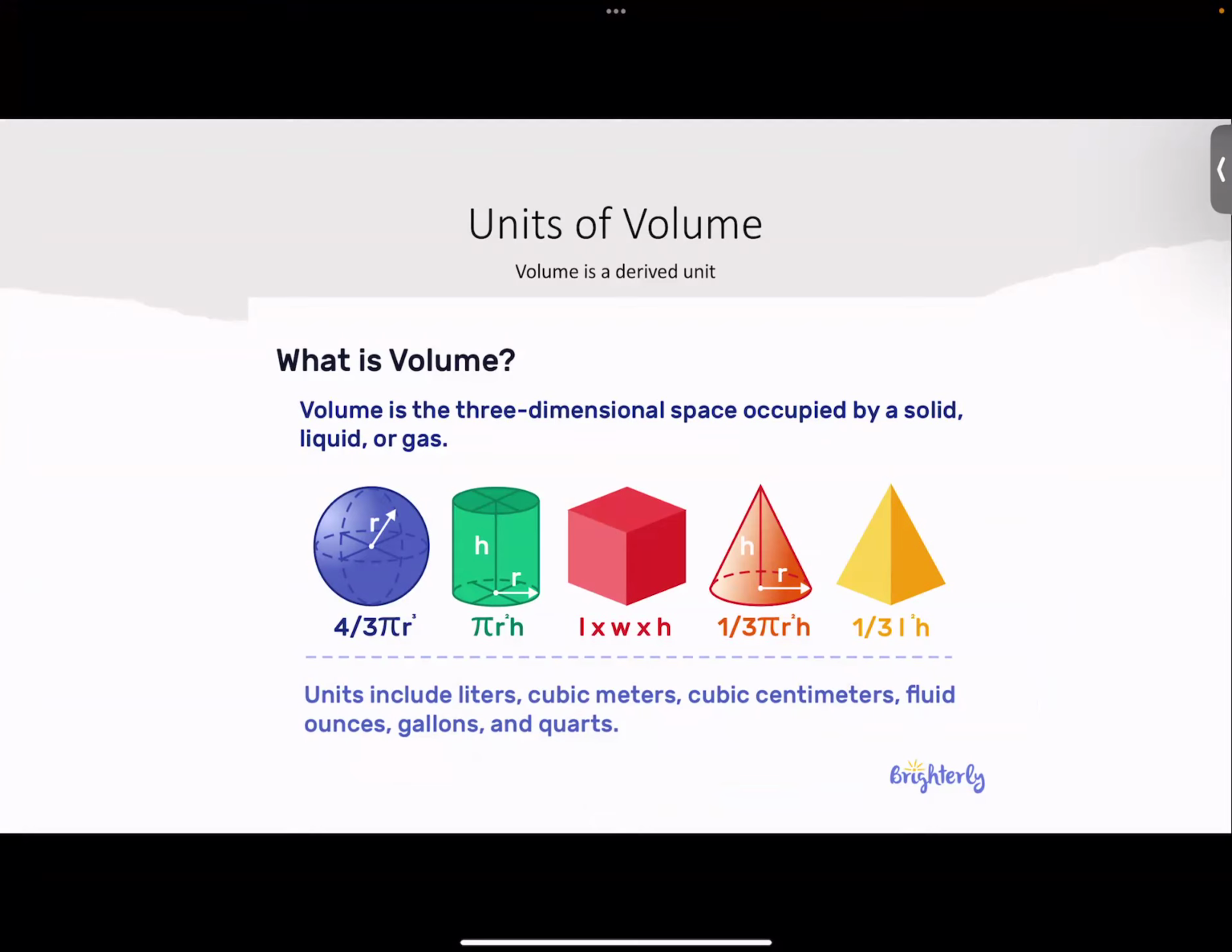For instance, the volume of a sphere is 4/3 pi r cubed. The volume of a cylinder is pi r squared times the height. The volume of a square is length times width times height. Will we ever use this? Yes. Do we use it frequently? No.